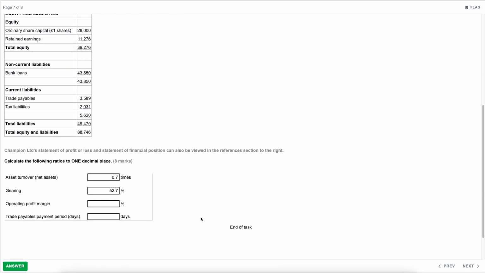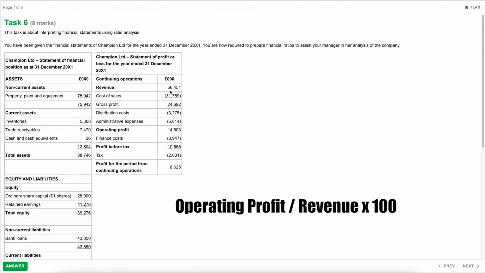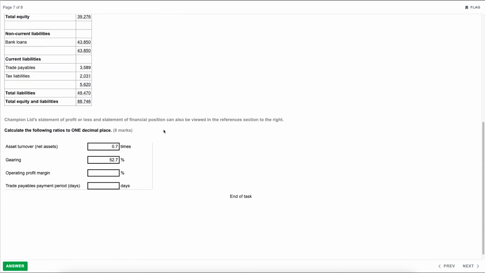Moving down to profit margin. So operating profit margin is quite simply your operating profit over your revenue figure times 100. So it would be 14,603,000 over 56,451,000 times 100, and then rounded to 1 decimal place, which gives you an operating profit margin of 25.9%.